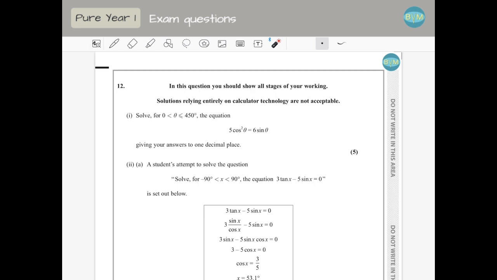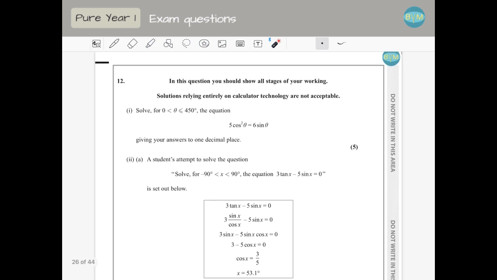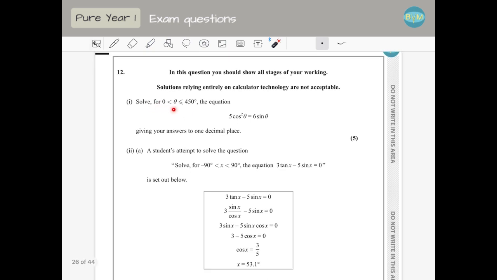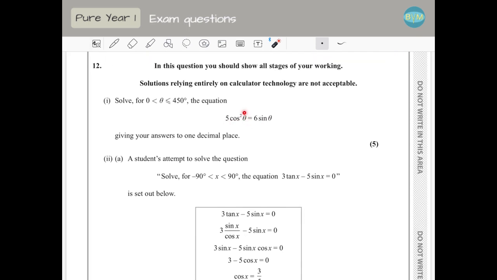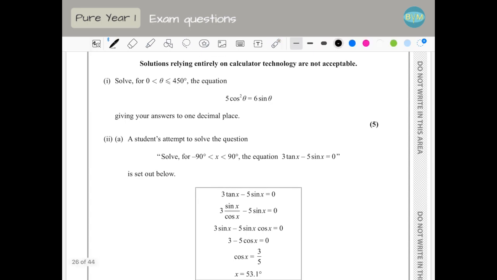Hello, this is question 12 on your November 2021 paper from Edexcel, and you have to solve this equation in this interval and give your answers to one decimal place. So the first thing we are going to do, as we have sine and cos, is substitute one of them for the other. The easiest, as it is the square, is cos squared, because I can write instead of cos squared 1 minus sine squared, and that's what I'm going to do.